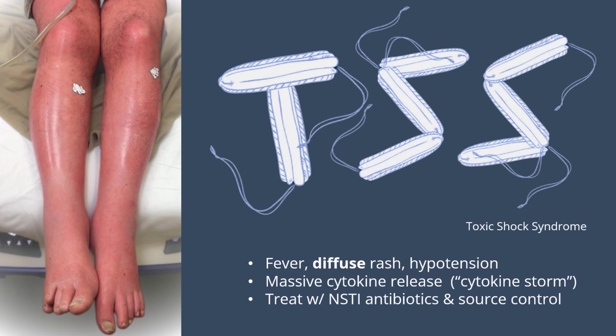Another common boards question is toxic shock syndrome. This is the triad of fever, diffuse rash, and hypotension. So they should have a diffuse sunburnt type appearance. This is caused by massive cytokine release from a staph or strep infection. Interestingly, most adults have the antibodies to neutralize these toxins, but about 10% of people don't have them, and so it causes a massive cytokine storm.